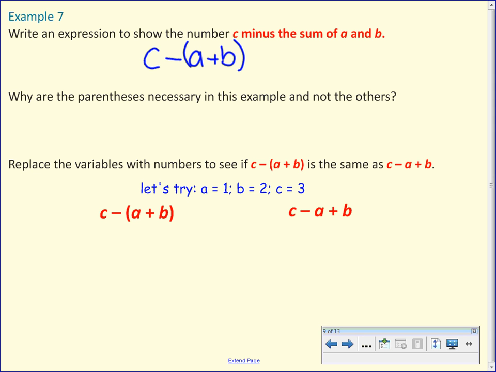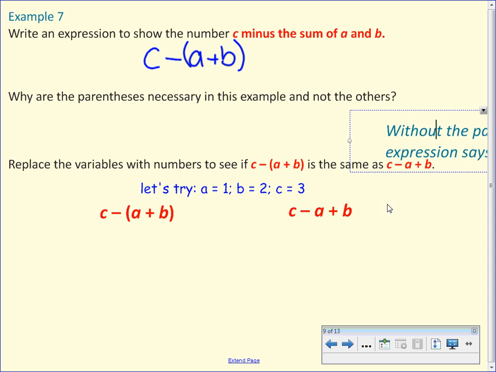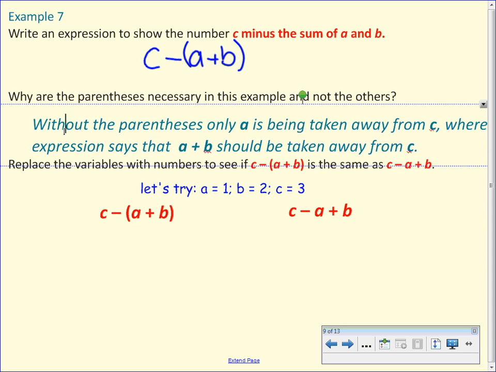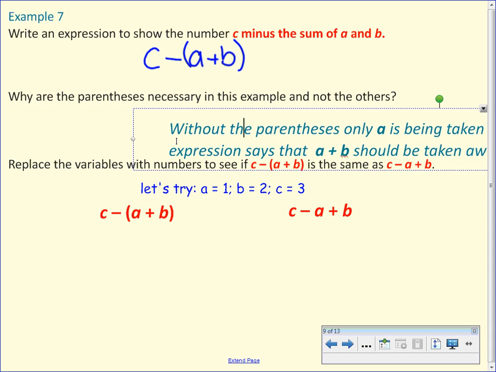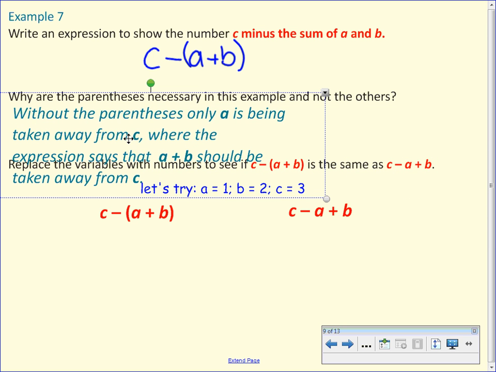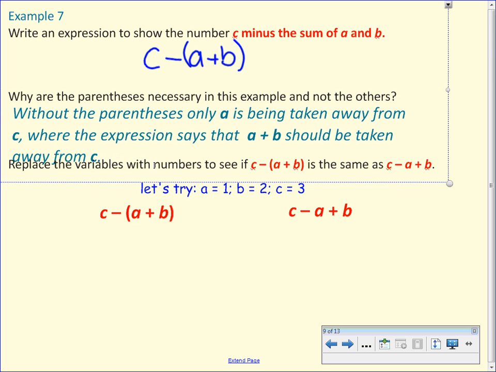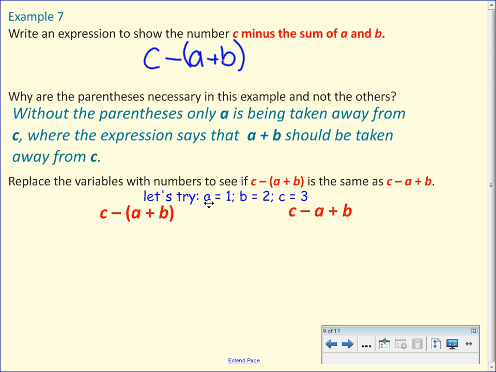because without the parentheses taken away from c, it means something different. Like we just said, we don't want to take away the a, we want to take away the sum. Just bear with me while I get this to fit. And you could start copying this in your notes. So without the parentheses, a is being taken away from c. Where now the expression says that a plus b should be taken away from c.